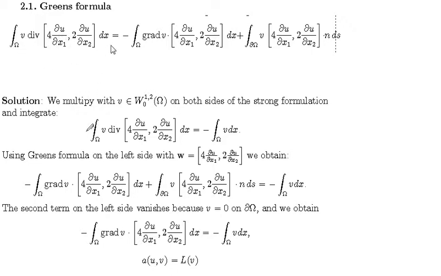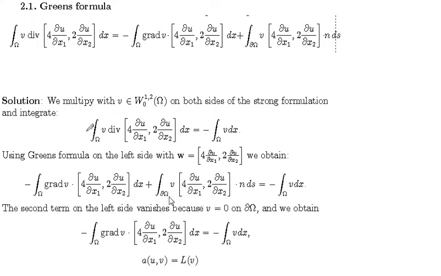So what we now can see is that the left hand side of the equation we obtained by multiplying with v and integrating is now identical with the left side of the Green's formula. So now we can replace the right hand side of the Green's formula with this, and that we have done here.